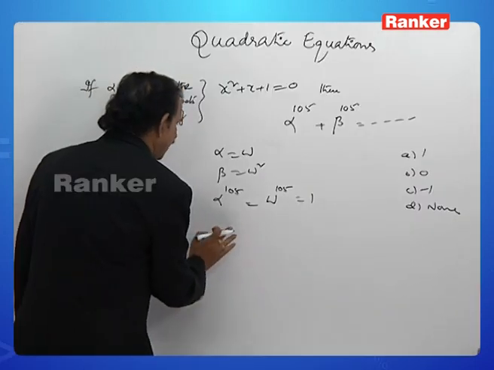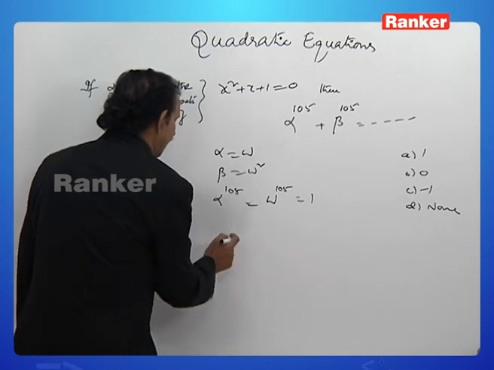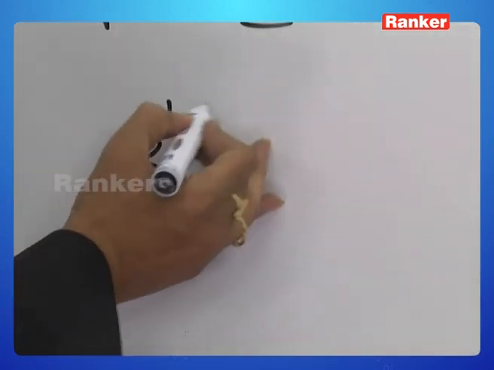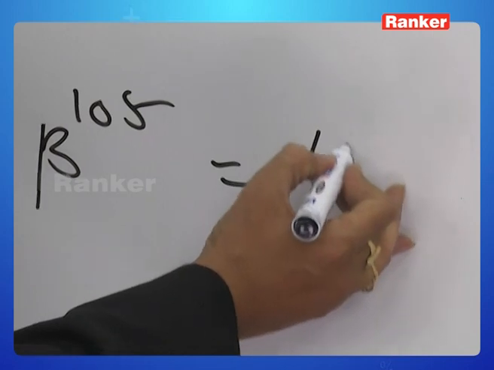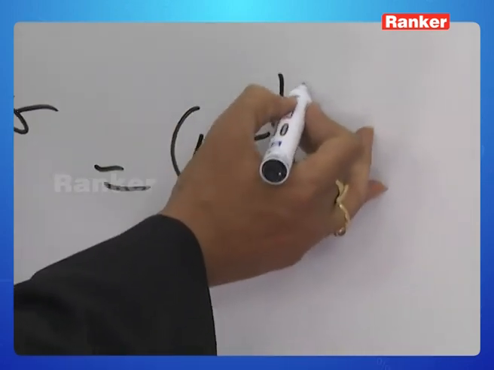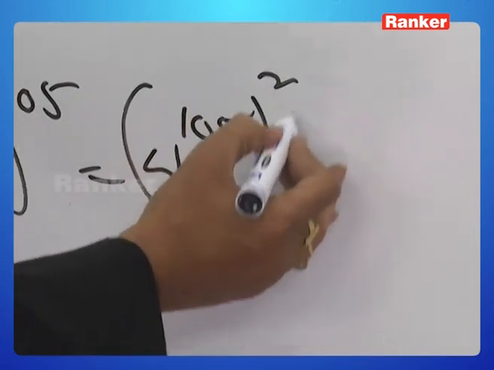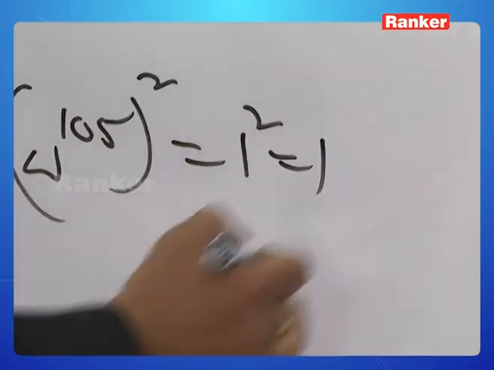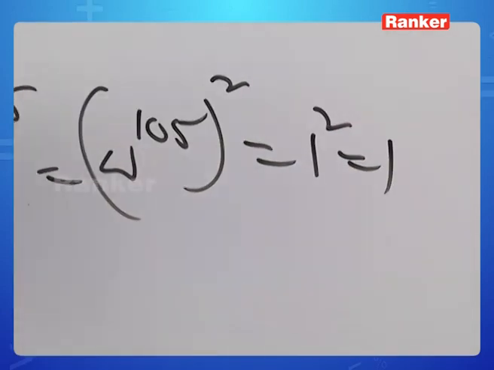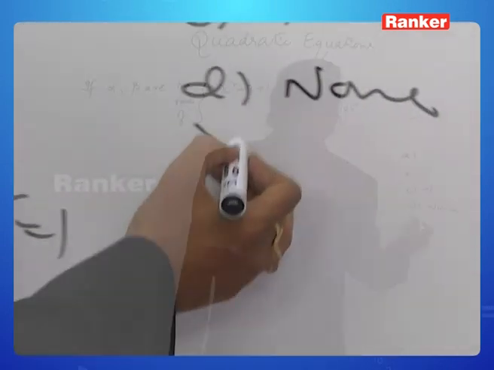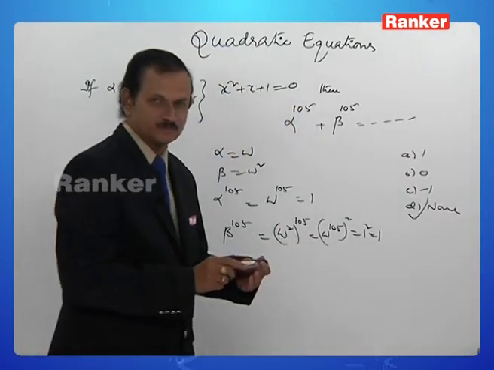Similarly, beta is omega square. So beta power 105. What is beta power 105? Omega square power 105. This is omega power 105 whole square. This is again 1 square is 1. 1 plus 1. What is the answer? 2. Not available. So what is the right option?